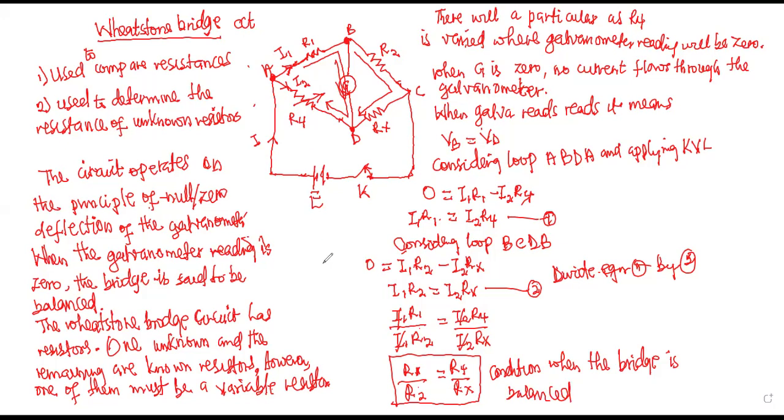Okay, this is the condition when the bridge is balanced. Now look at something. When you look at the bridge, look at the upper arm of the bridge. The upper arm of the bridge is R1 and R2. It is similar to your arm.